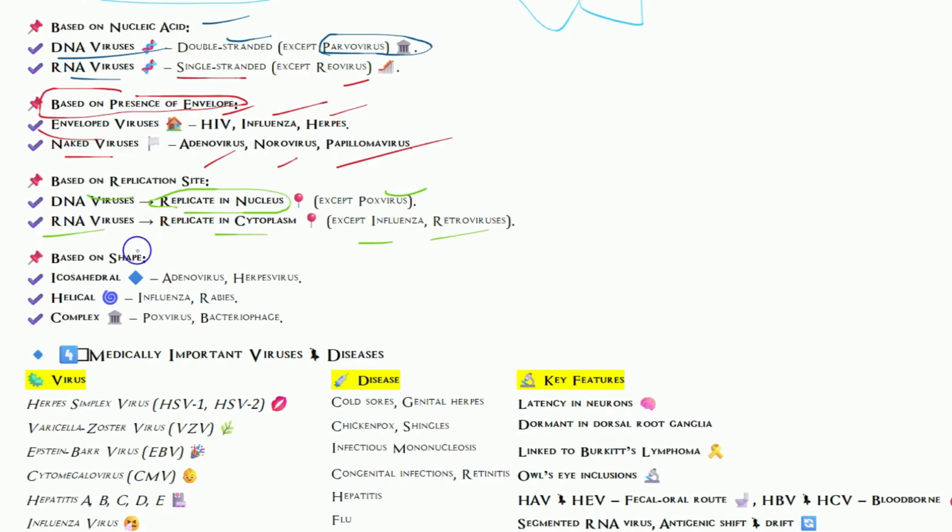Now another is based on shape. Icosahedral examples are adenovirus and herpes virus. Helical shape viruses are influenza and rabies. Complex viruses are pox and bacteriophage. So this is very important. You can understand, right?